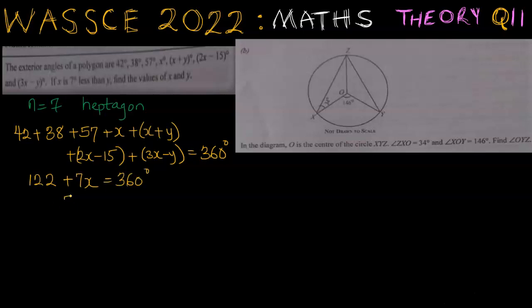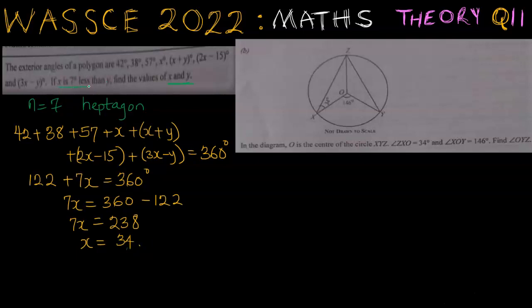We're going to solve this equation. 7x is equal to 360 minus 122. 360 minus 122 is equal to 238. Dividing both sides by 7, we realize that x is equal to 34. This is the value of x. Our intention is to obtain the values of x and y. Thus, we've obtained the value of x. The next is to obtain the value of y.